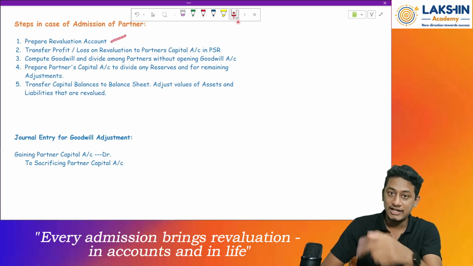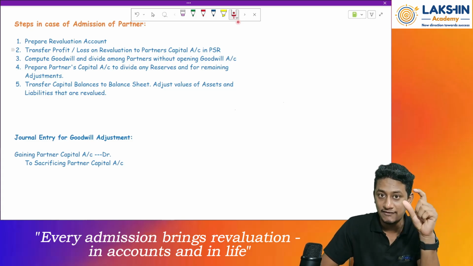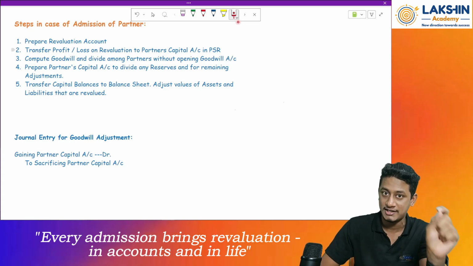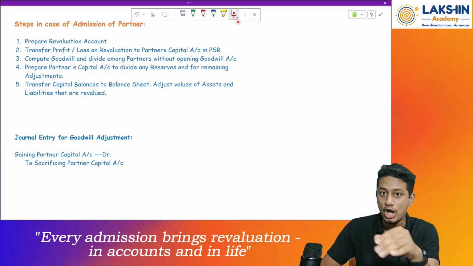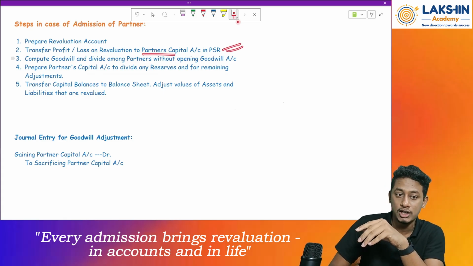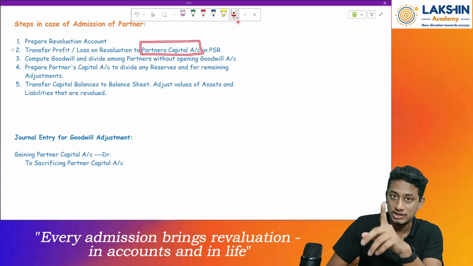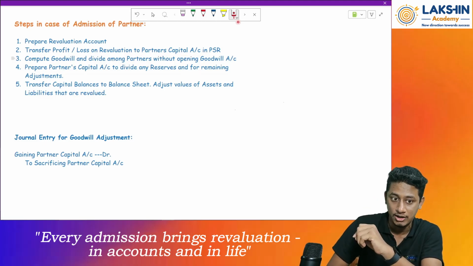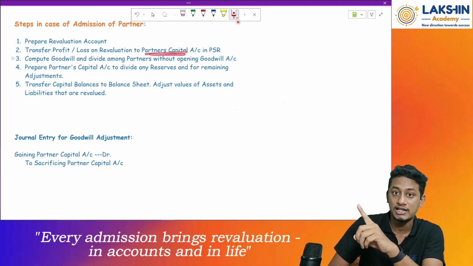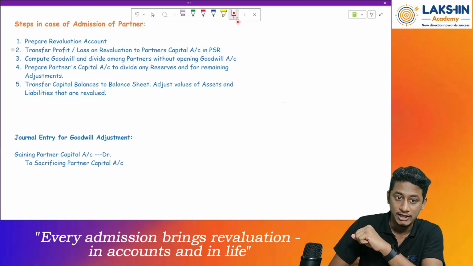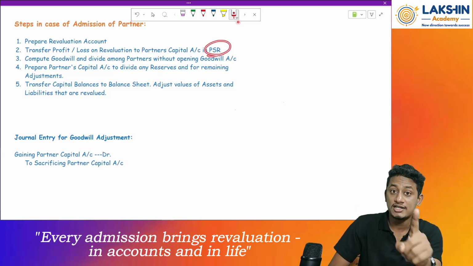Then after the revaluation account is prepared, the net difference of the revaluation account, that is debit minus credit or credit minus debit, whatever it is, the profit or loss of that will be transferred to the partners' capital accounts. Just now we have seen how to prepare the partners' capital account, right? Similarly, the same thing will be transferred to the partners' capital accounts, in the profit sharing ratio.